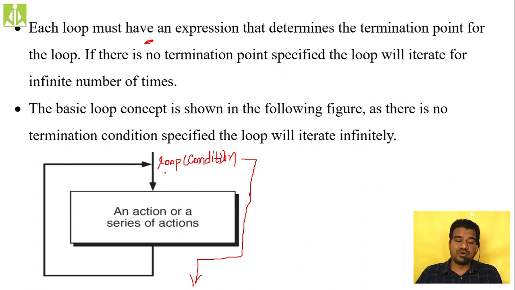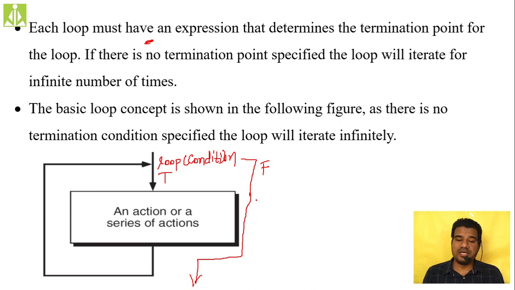This is in case of true and this is in case of false. As long as the condition is true, the loop will continue with the body, and after completion of the body, again it will come back to the loop. Likewise, it will repeat. Once the condition becomes false, the control exits from the loop. So remember this: each loop must have an expression that determines the termination point for the loop. Already we discussed.